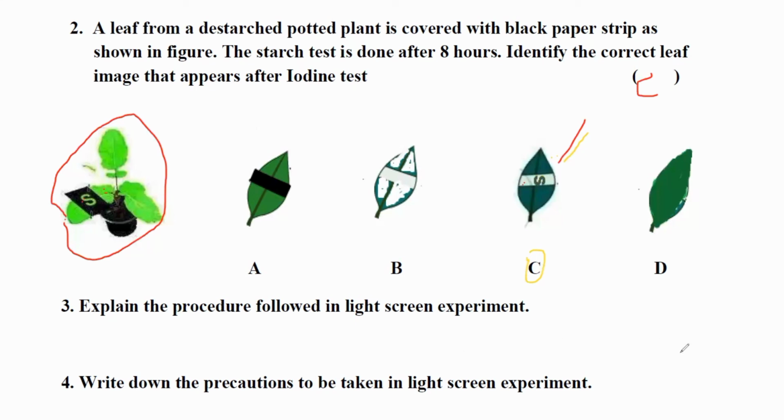Next, explain the procedure followed in the light screen experiment. I already explained it. Now write down the precautions to be taken in the light screen experiment. The main precautions: attach the black paper with the cut design appropriately, take broad leaves and attach the black paper carefully, then remove the black paper carefully and test with iodine reagent. These are the major precautions in this experiment.